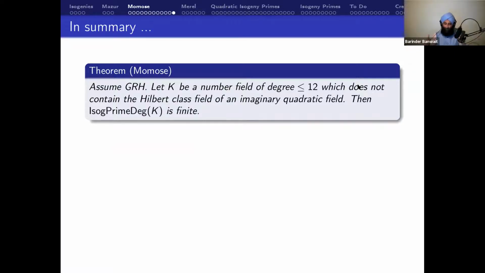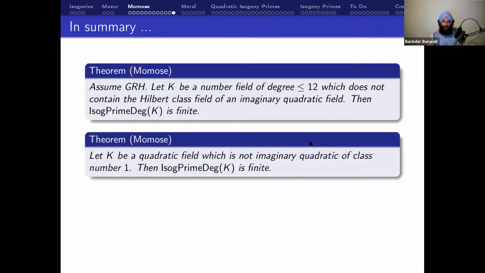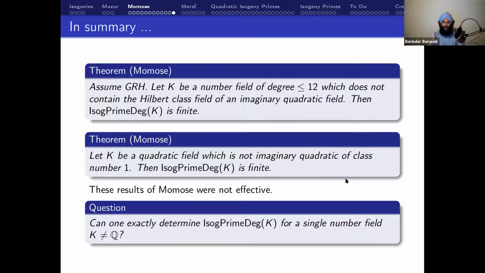So he proved that if you assume GRH, and you have a number field that does not contain the Hilbert class field of an imaginary quadratic field, and of course the degree is at most 12, then this set of isogeny primes is finite. And this is true unconditionally if K is a quadratic field, but these results are ineffective. So a natural question is to say, well, can you make it effective?